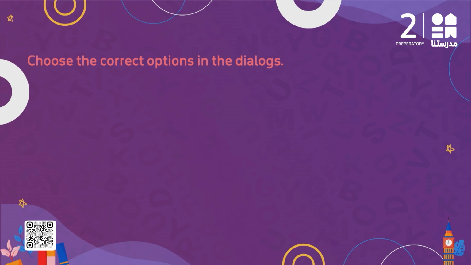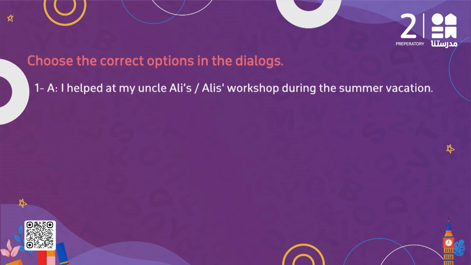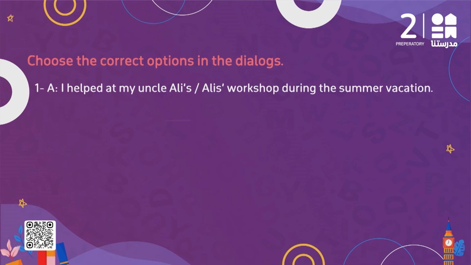Now choose the correct options in the dialogues. A. I helped at my Uncle Ali's workshop during summer vacation. So how do we use it? Ali is a singular noun. It doesn't have an S at the end, so we put the apostrophe before the S. So I helped at my Uncle Ali's workshop during summer vacation. This is for the possessive nouns.